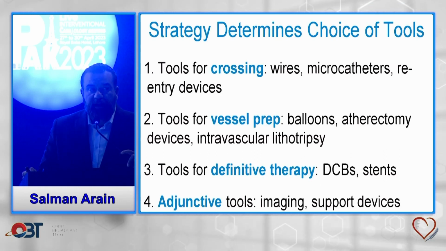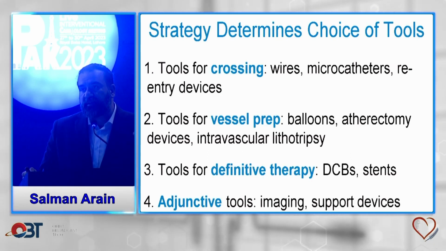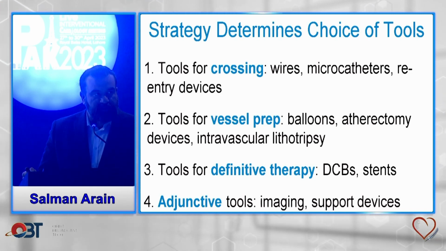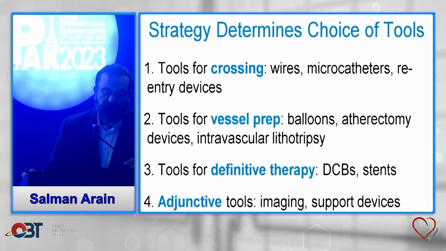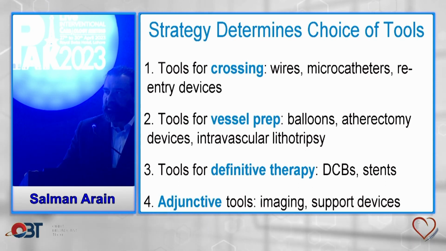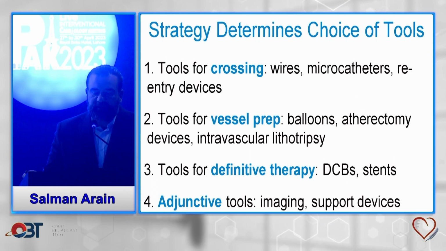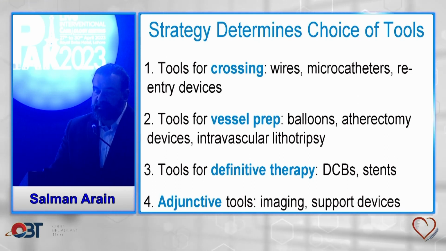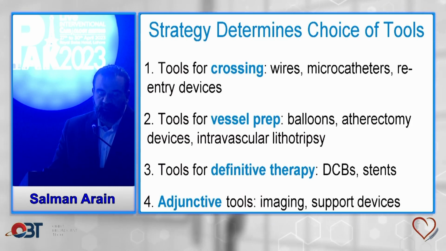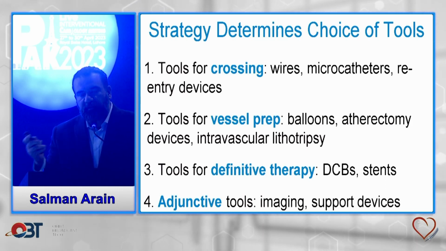So the strategy of the procedure then determines the choice of tools. You have tools for crossing, and these include the wires, the microcatheters, and your re-entry devices. You have tools for vessel preparation. This includes balloons, atherectomy devices, intravascular lithotripsy. You have tools for definitive therapy, such as DCBs and stents. And then you have adjunctive tools for imaging and support devices, and many other tools that we'll talk about.